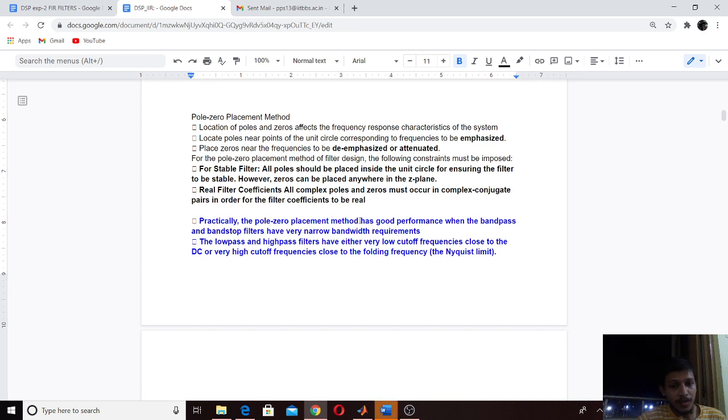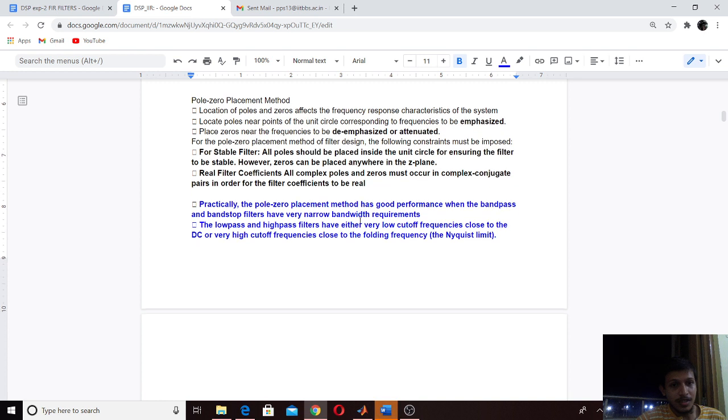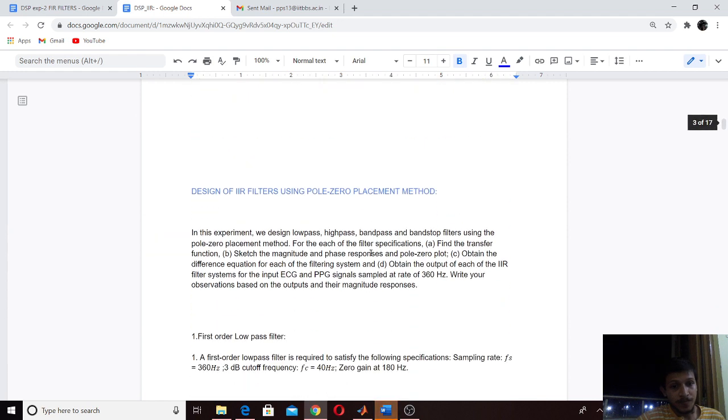The practical limitation of this pole zero placement method is that the band pass and band stop filters must have a very narrow bandwidth requirement. Only under this type of specification does the pole zero placement method have good performance. And the low pass and high pass filters have either very low cutoff frequencies close to DC, or, for the high pass filter, the cutoff frequency is close to Fs by 2, which is the folding frequency.